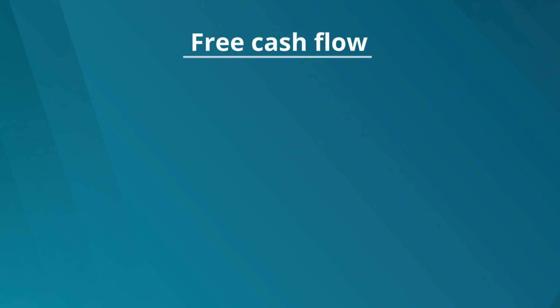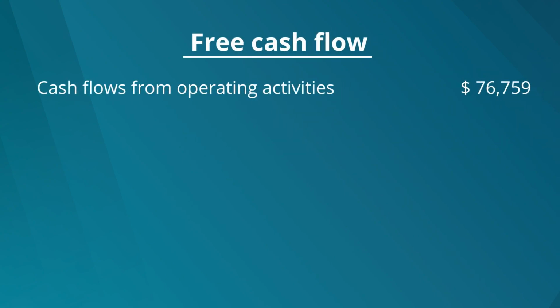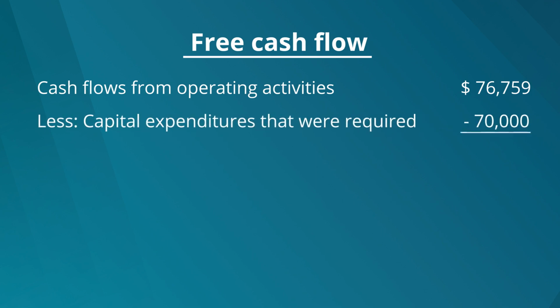So the formula is listed here. The cash flows from operating activities, that's coming right off the cash flow statement, the top section, the total cash flows from operating activities, minus the capital expenditures, which appeared in the second section of the statement of cash flows, and that will equal the free cash flows.